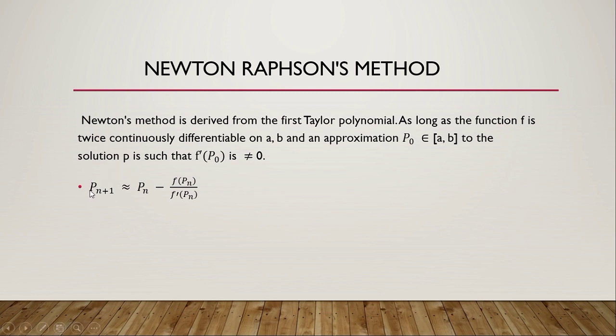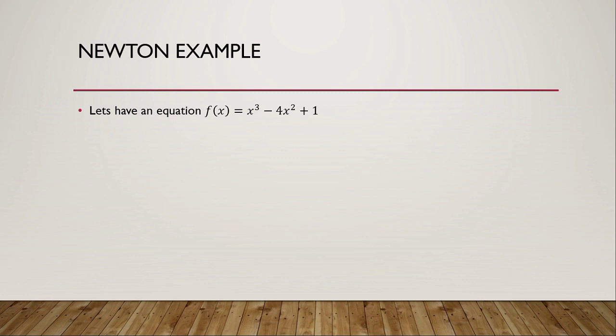So let's say we want to find Pn+1. This is the formula, by the way, for Newton-Raphson's method. Pn+1 approximates Pn minus f of Pn divided by the first derivative of f of Pn. So this is our function. To understand our earlier description, let's have an example to show you what I mean.